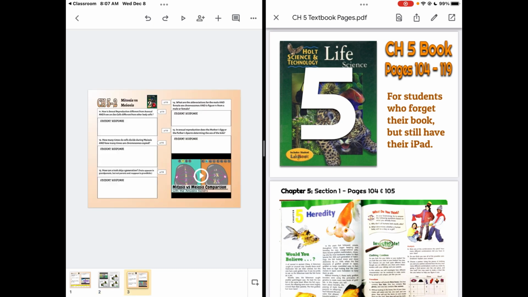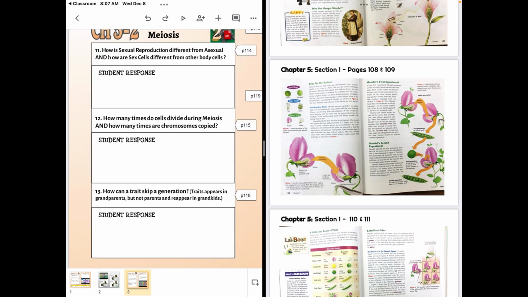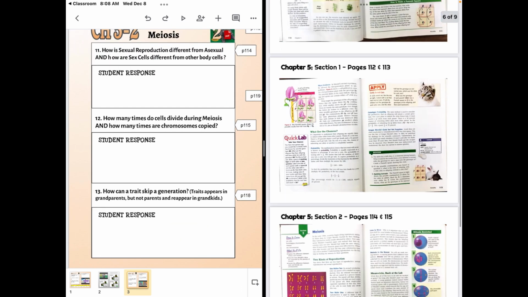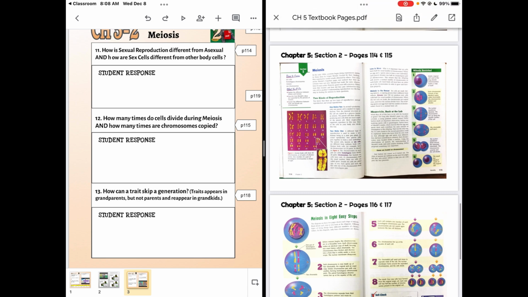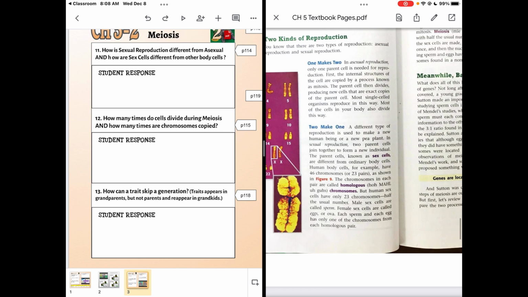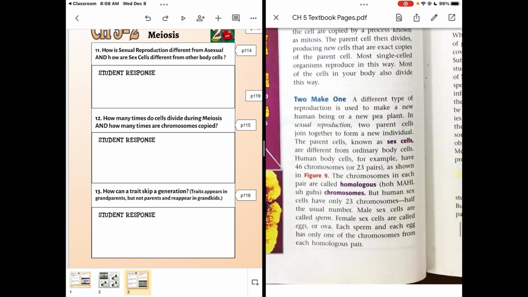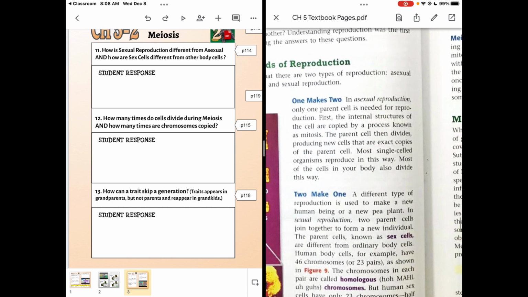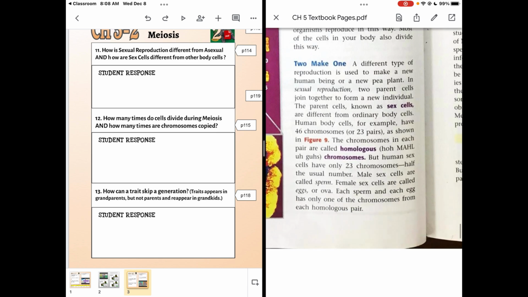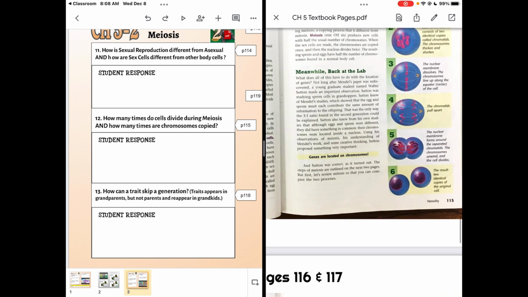And then section 2, we talk about sexual reproduction and asexual reproduction. And so sexual reproduction is different from asexual reproduction up here based on how many parents are involved. And then sex cells are different from regular cells down here. So the first part of 11 is up here, the second part of 11 is down here. 12, how many times do cells divide during meiosis and how many times are chromosomes copied?